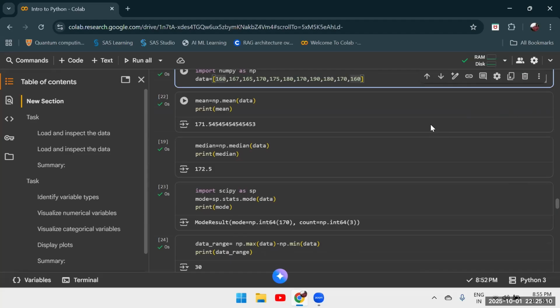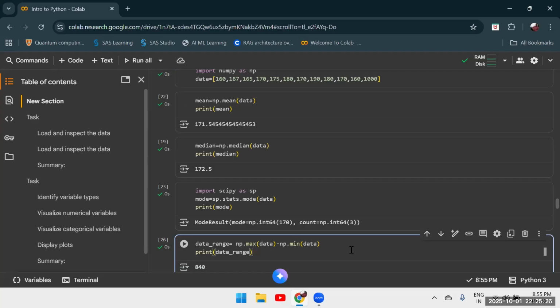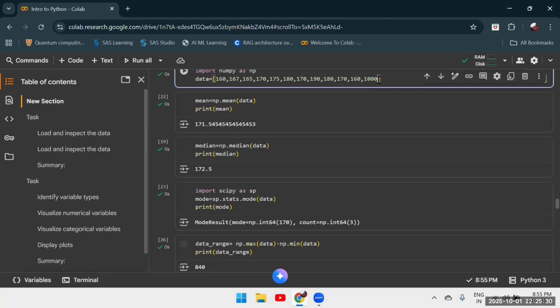Maybe he's not there. Okay, let's try it out, right? It's giving an outlier now. It will affect it, right? So like mean, unlike median, range will also get affected by outliers. You see here now it has become 840, right? So it will get affected by outliers.